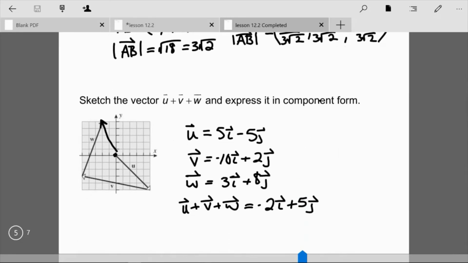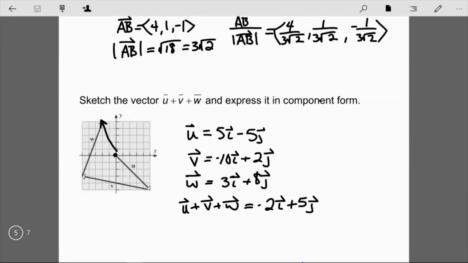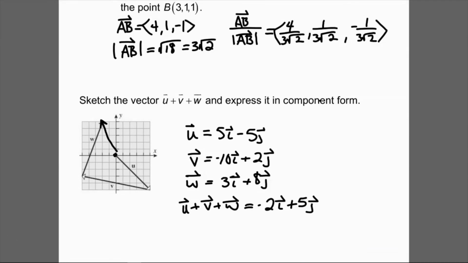Okay, so here's what you should have come up with. You can see that for the vector u, I've got to take a look at these components here. I went 5 to the right and 5 down to get to that endpoint. And then for the vector v, I went up 2 units, but I also went to the left 10 units. And for the vector w, I went to the right 3 and up 8.